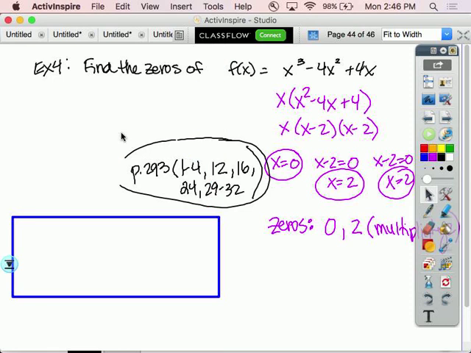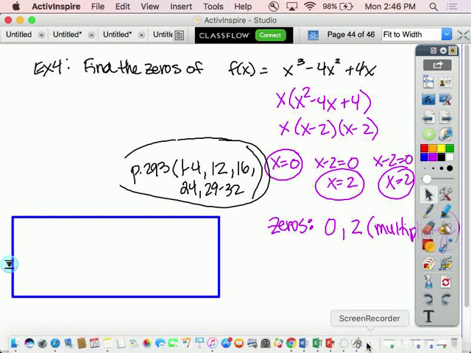Yes, Kelvin. Do we not have an extra one in here?